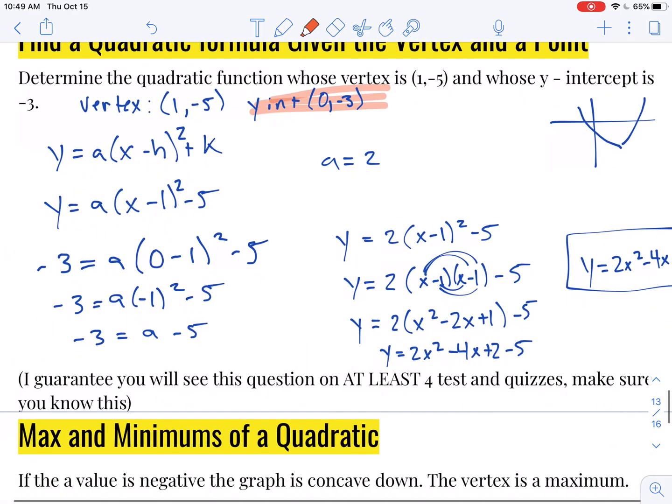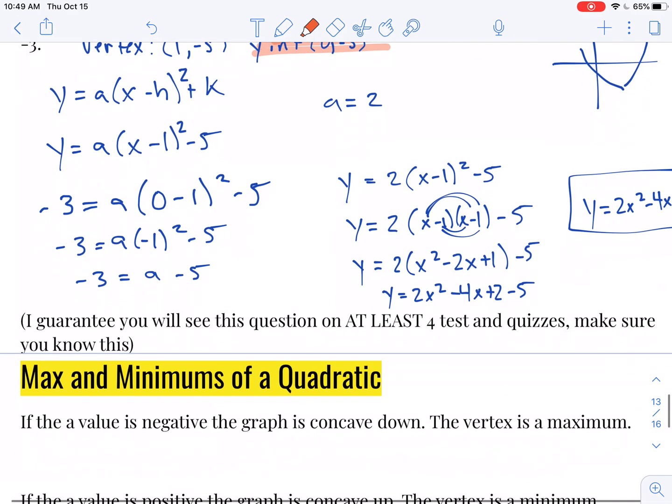And I have a note here. I guarantee that you will see this question on at least 4 tests and quizzes. At least. I ask this question frequently. This is just something where it's like you either know this or you don't. This is not too complicated. It's knowing where to plug in things and how to plug them in. It's very similar to solving for b on a linear equation. Solving for your y-intercept on a linear equation given a slope and a point. Same concept here. And I trust that you should be able to do this, so you will see this pretty frequently.